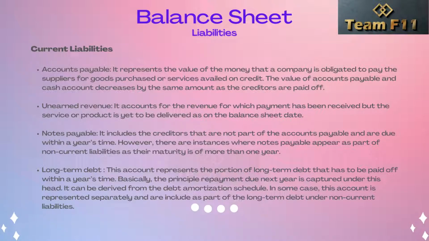Unearned revenue, it accounts for the revenue for which payment has been received but the service or product is yet to be delivered as on the balance sheet date. Notes payable, it includes the creditors that are not part of the accounts payable and are due within a year's time. However, there are instances where notes payable appear as part of non-current liabilities as their maturity is of more than 1 year.